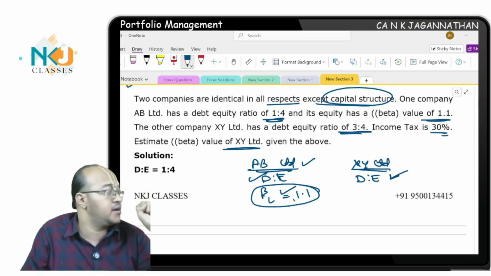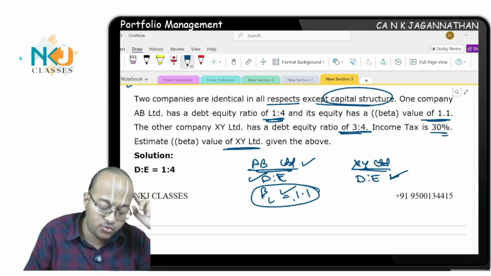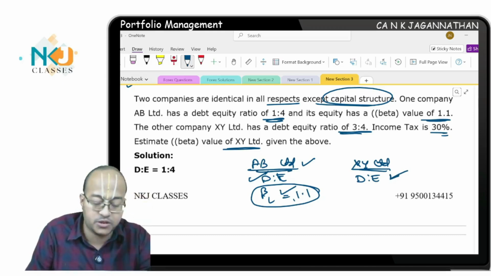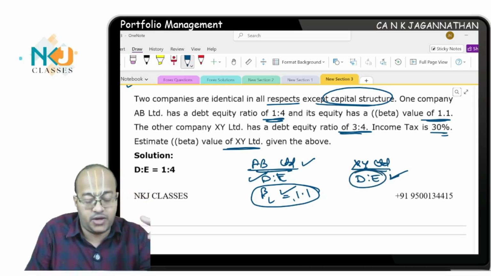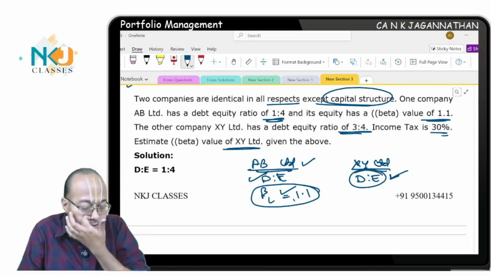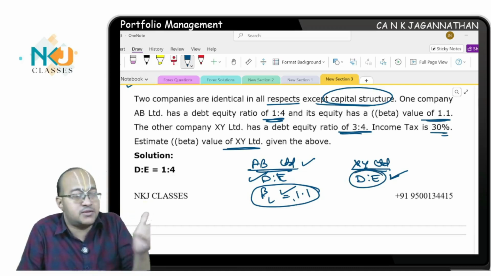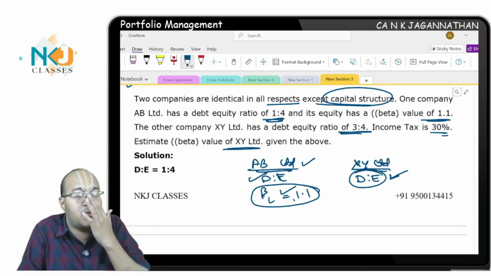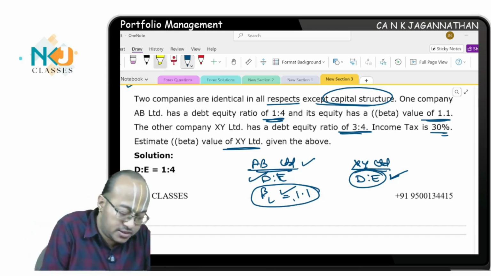Sir, that is fine, but how can you apply the leverage ratio, which means the debt equity ratio of XY Limited, to the unlevered beta of this? Why, how can you apply it? This is a different company, this is a different company. How can you do that? That is why this adjustment is important.